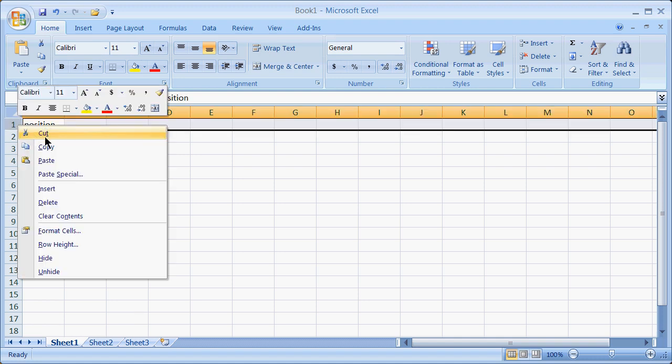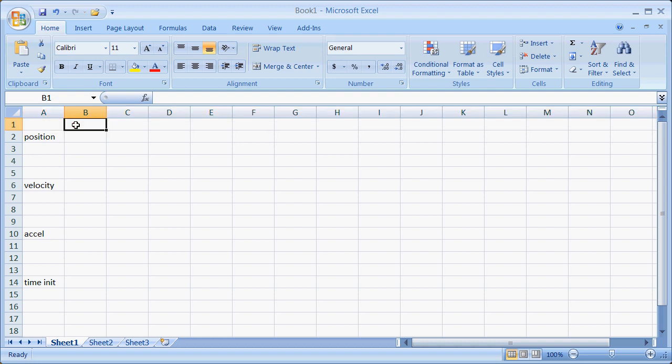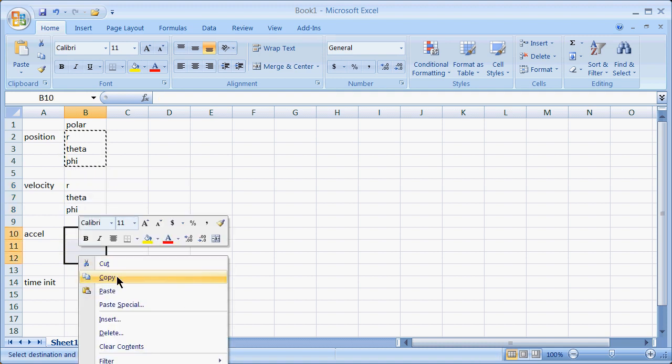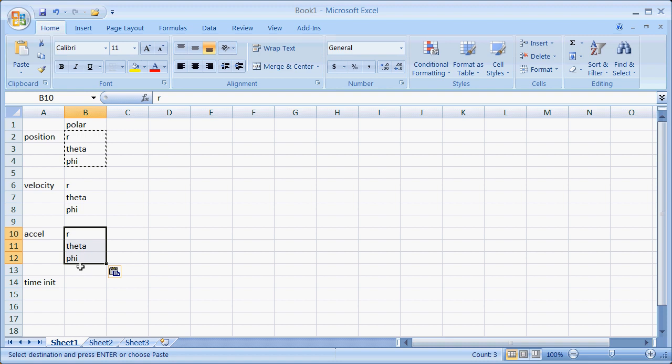I'm going to go ahead and insert a row here. We're going to use the polar stuff. So polar, if you know R, theta, and phi, copy. That's going to be the case here. In other words, you're going to know an R, theta, and phi for each of these. In other words, these vectors, like all vectors, are three-dimensional.